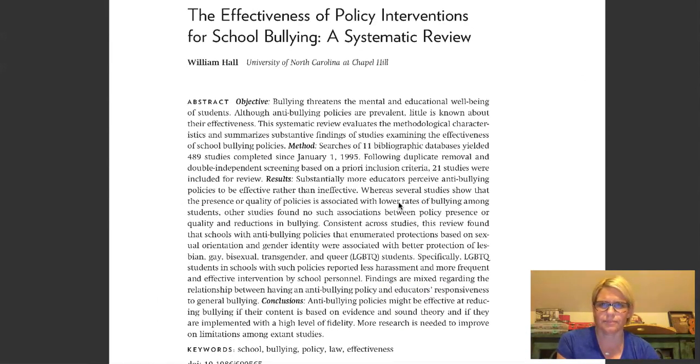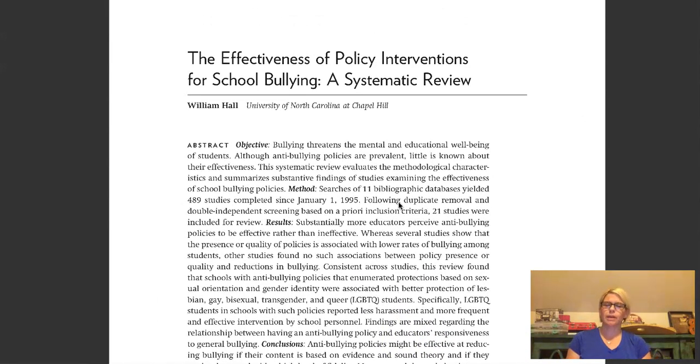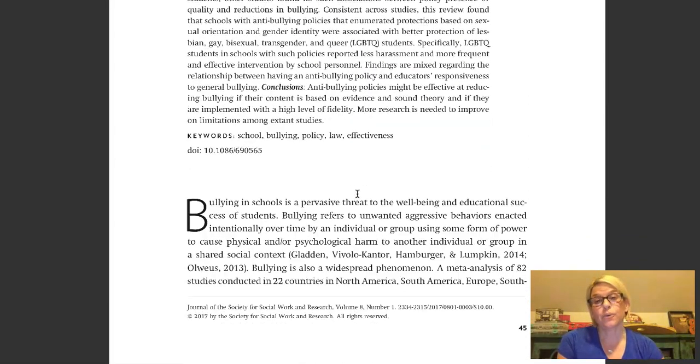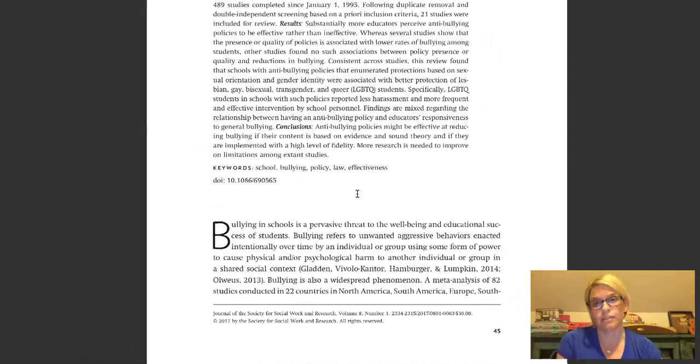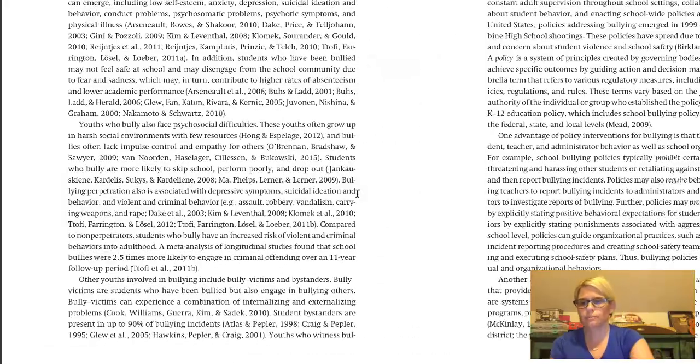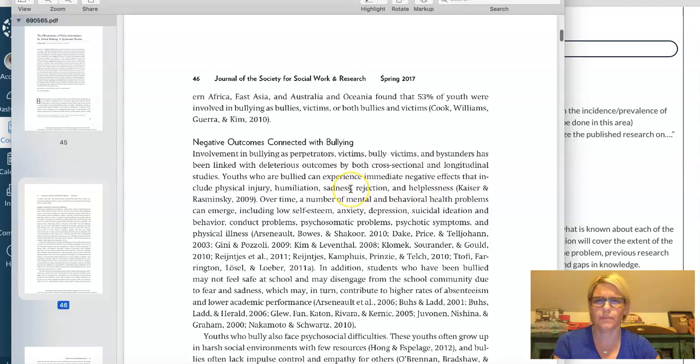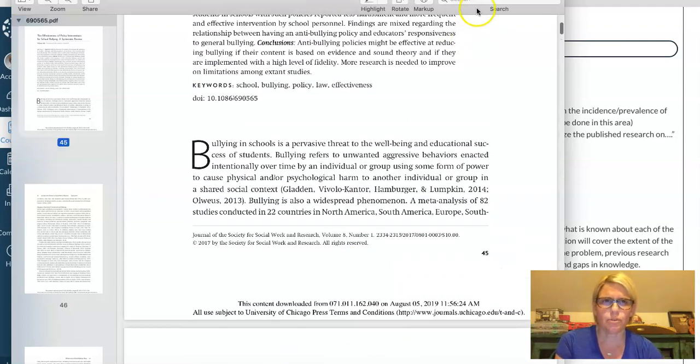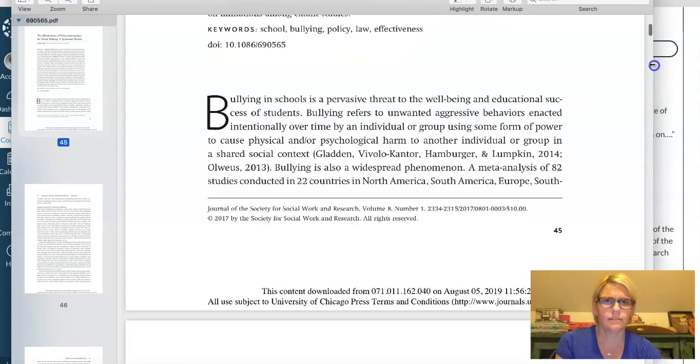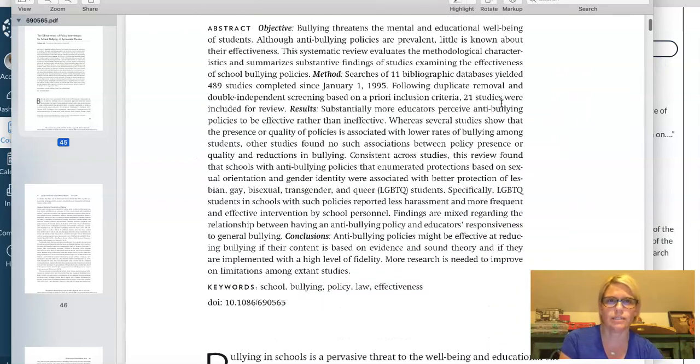Okay, this first systematic review was also in the Canvas in the above sections where there were examples. This one is the effectiveness of policy interventions for school bullying. So this one, in my opinion, is a good example. This one is a good example of a nice background and significance.